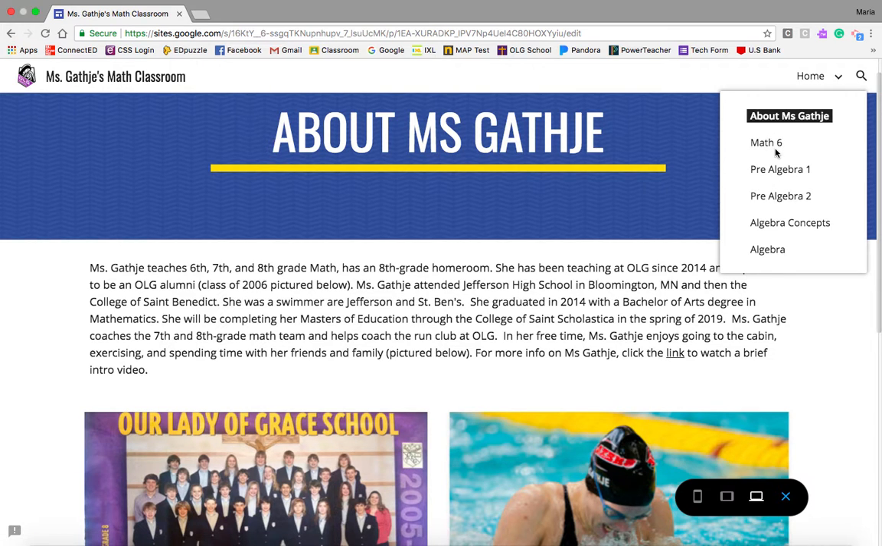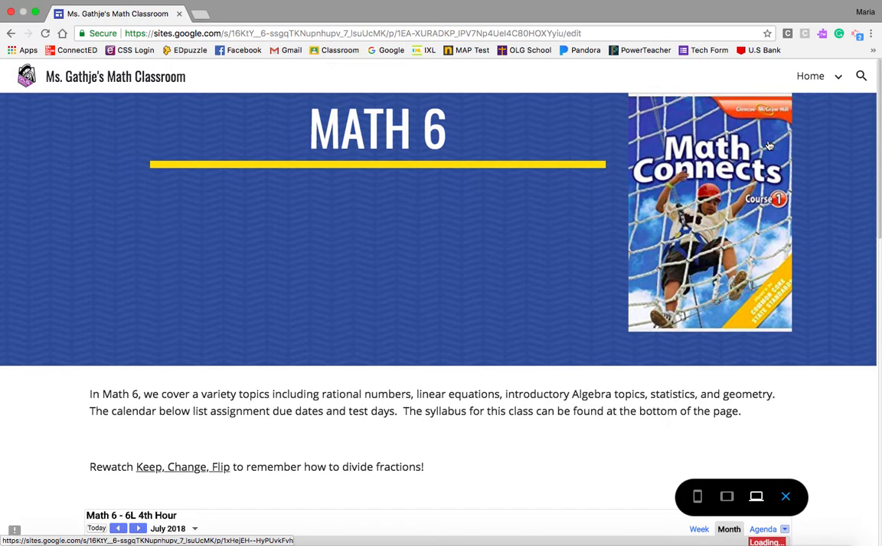And then each of my classes has their own page. I broke it up like this so that the parents are able to focus in on a particular class. Right now the 6th grade page is the only one that's as up to date as possible. So I included a picture of the math book so that the parents know which book that their students are going to be working out of.